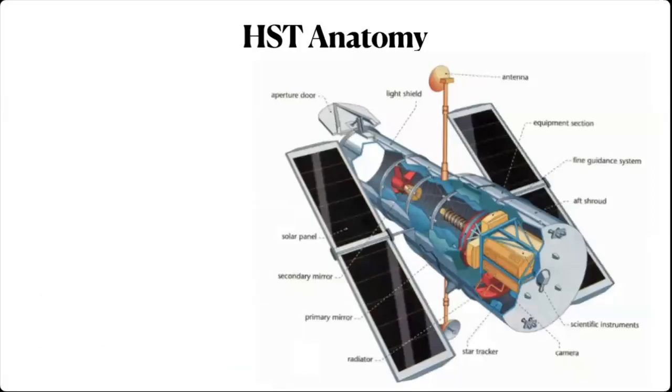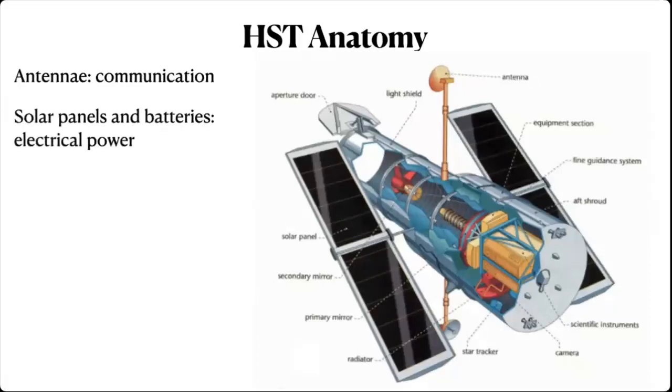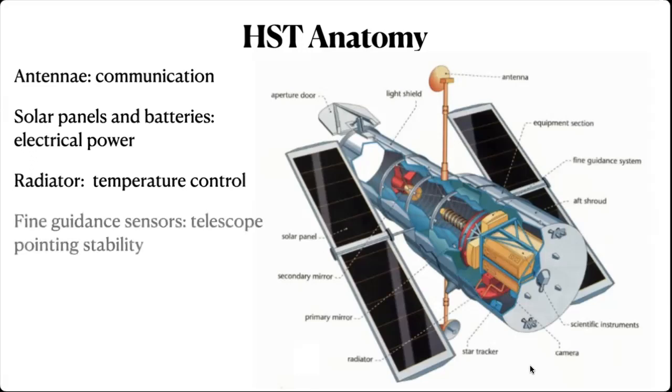So I just want to step through quickly the pieces that make up the observatory. There are two antennae located here and here. You notice they face opposite directions to give more coverage. Solar panels and batteries, which supply the electrical power for the instruments and computers and so forth on board. There's a radiator located under here, which serves this instrument, and which we'll talk about later on.